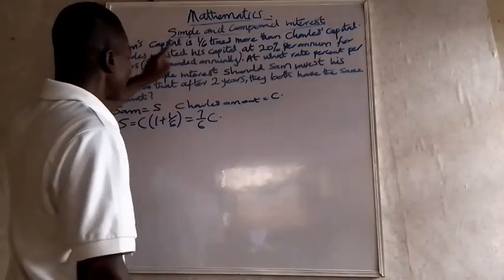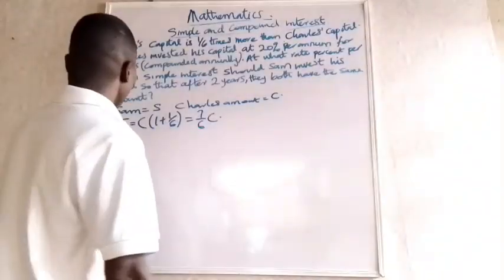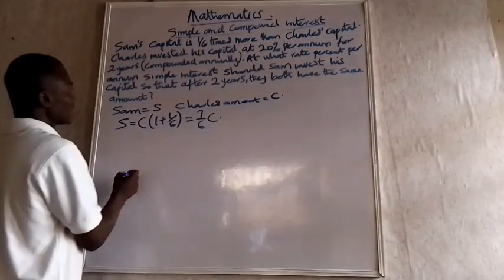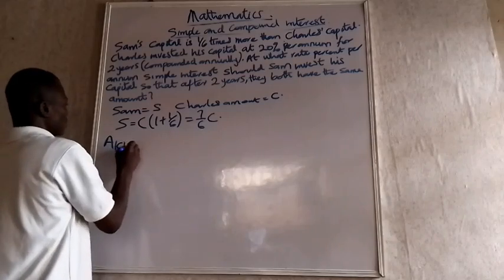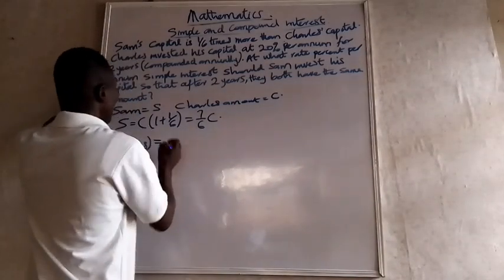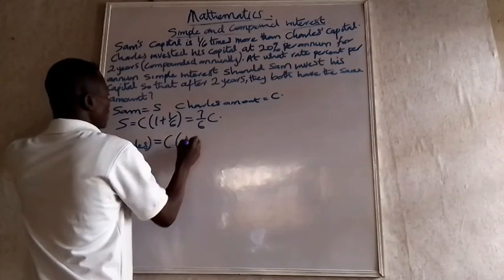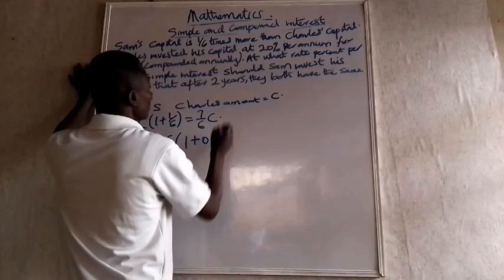Now, we are also told that Charles invested his capital at 20% per annum for 2 years, compounded annually. So let's say the amount of Charles, A Charles, after 2 years is going to be C into 1 plus 0.2 raised to the power 2.